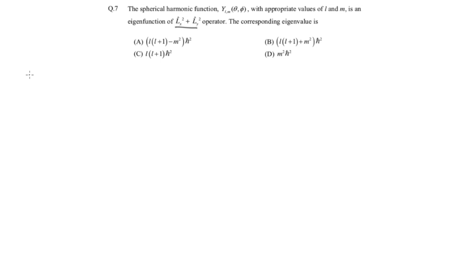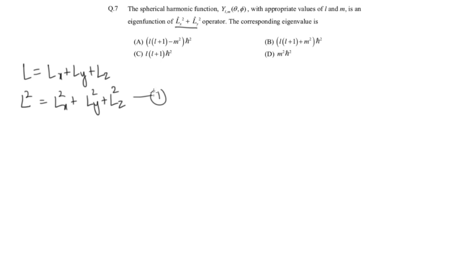So you need to know just the basic formulas of quantum mechanics. So we know that the angular momentum is given by L is equal to Lx plus Ly plus Lz. And also L square is equal to Lx square plus Ly square plus Lz square. This is the equation which we all know about, right? And this equation is also used while solving the hydrogen atom problem. So let this be equation number 1, okay?